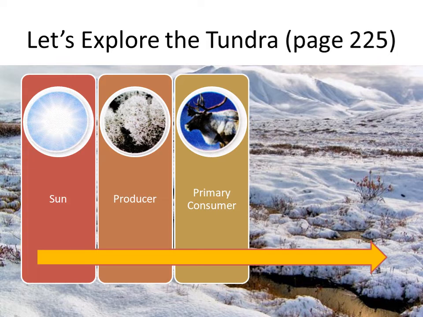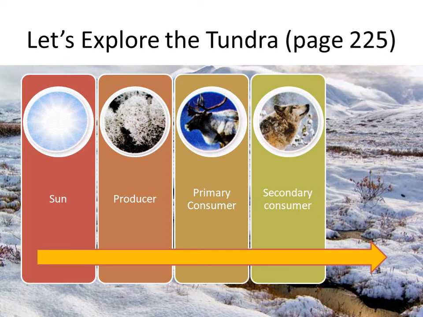The caribou depends on the producer, so it is an herbivore. Since it is the first consumer in the picture, I call it primary consumer or the first consumer. Who depends on the caribou? The wolf. The wolf depends on the caribou, so it eats other consumers. The wolf is a carnivore. It is the second animal we can see in the chain we are looking at. That's why we call it the secondary consumer.